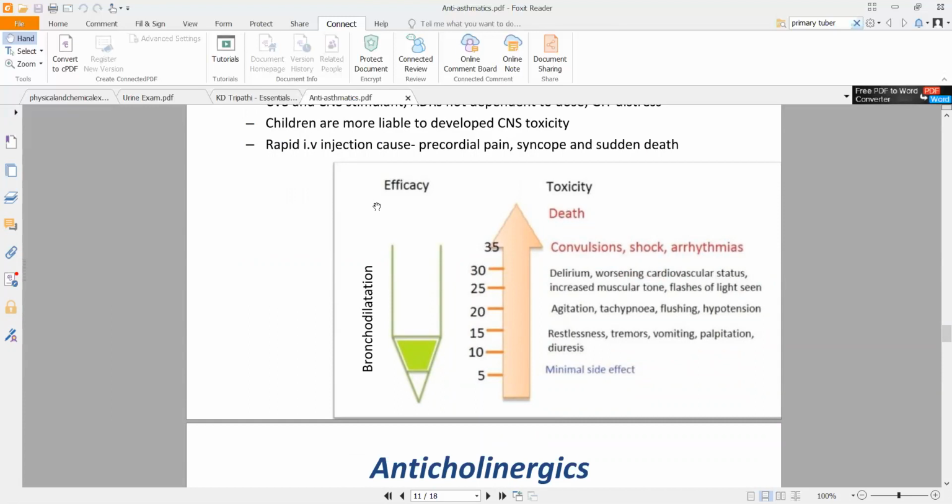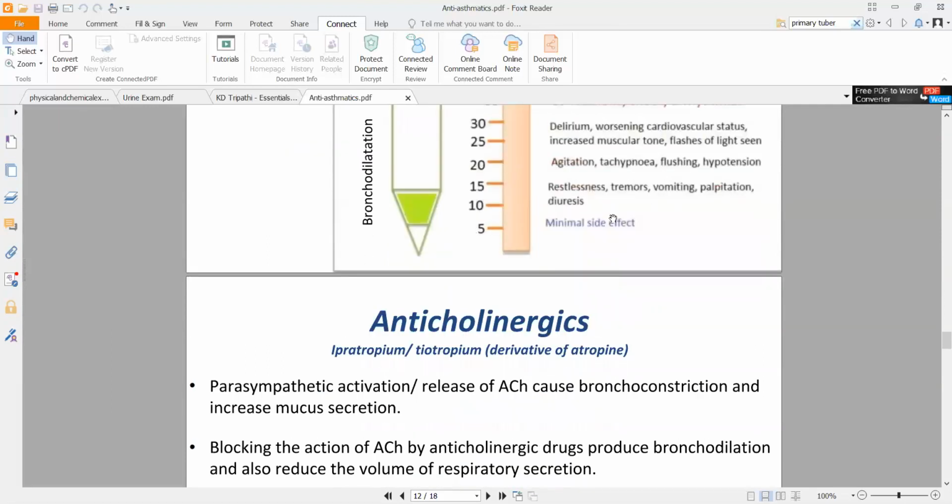If you give it very quickly, it will cause precordial pain, it will cause syncope, right? They will faint. That is what syncope is. And sudden death might occur because of rapid increase in plasma concentration. That is the problem here. If there is a rapid increase in plasma concentration, it will immediately go to death, right?